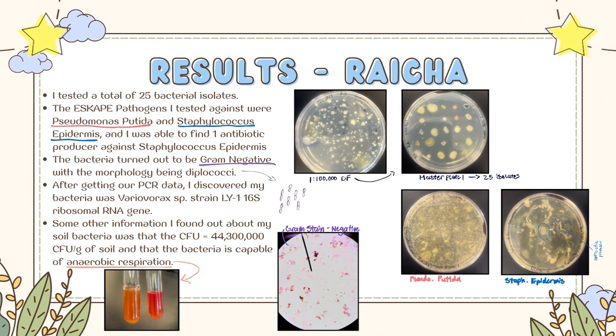After getting our PCR data, I discovered my bacteria was Variovorax sp. strain LY1. Some other information I found out about my soil bacteria was that the CFU was 44,300,000 CFU per gram of soil, and that the bacteria is capable of anaerobic respiration.